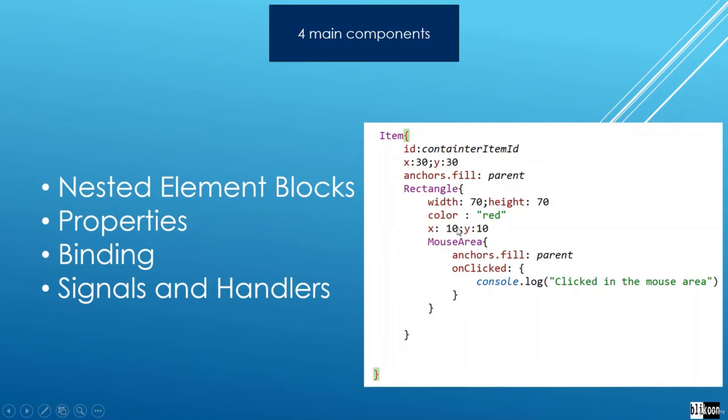Width, height, color are properties in QML. You can bind properties together. We're going to see how this works in QML. And we also have signals and handlers. If you look here in the mouse area, onClicked here is a signal handler, and you can also emit or send signals in Qt Quick.